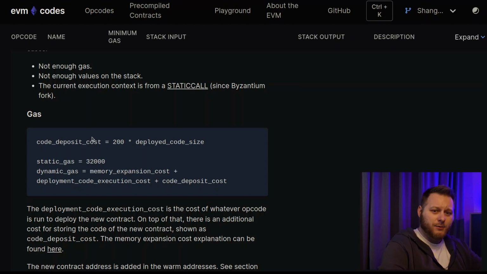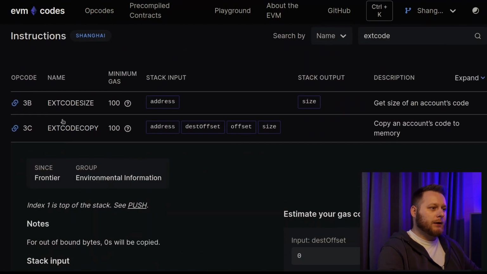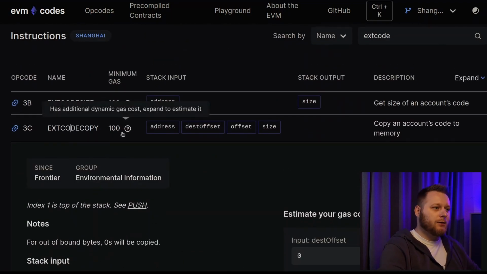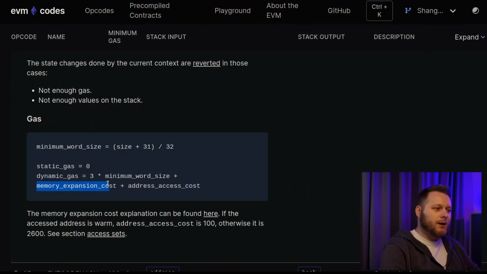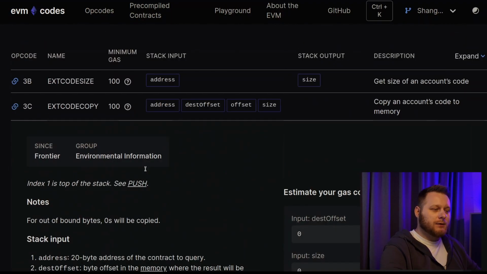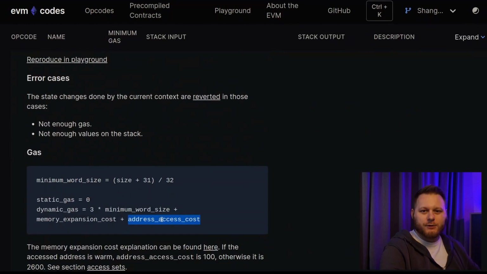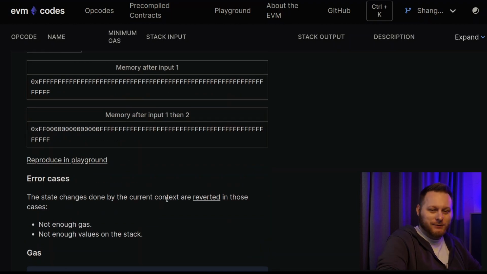Those are not EVM opcodes. However, people wrote smart contracts that leverage the fact that deploying a big amount of data is cheaper than storing it. And you can use it this way. Because look, for example, EXTCODECOPY only costs you 100 plus memory expansion cost plus address access cost. So again, it may be way cheaper than loading it from storage. And this is what SSTORE2 and SSTORE3 are actually doing under the hood.